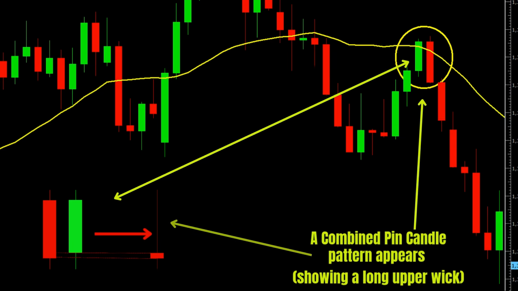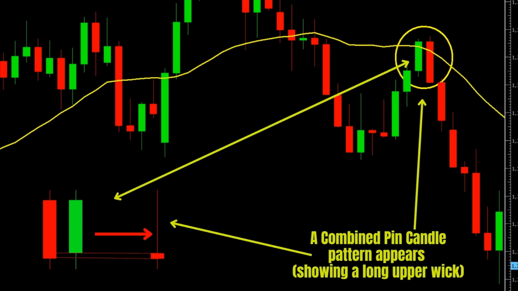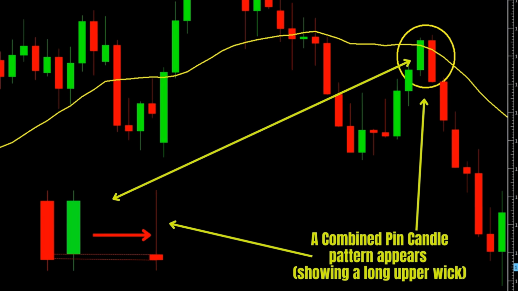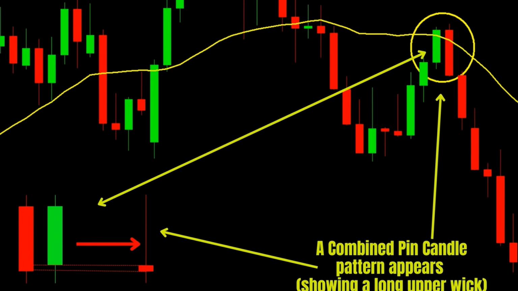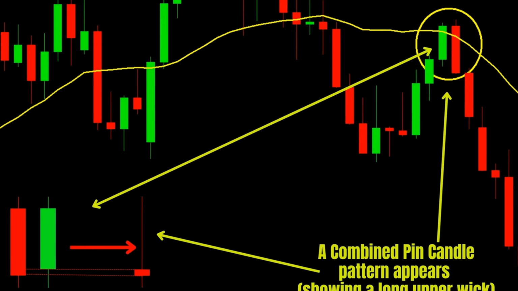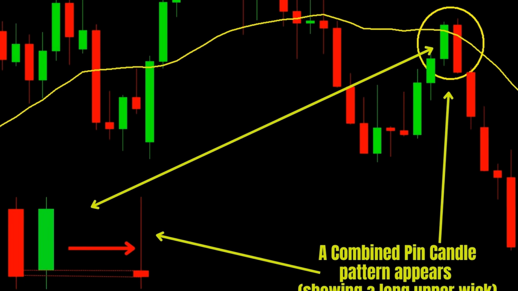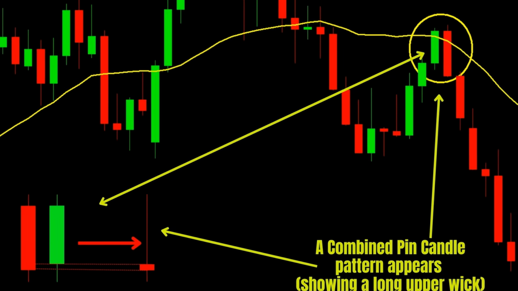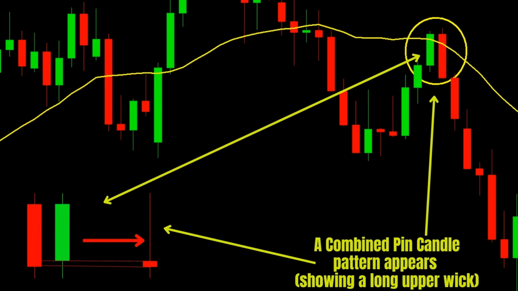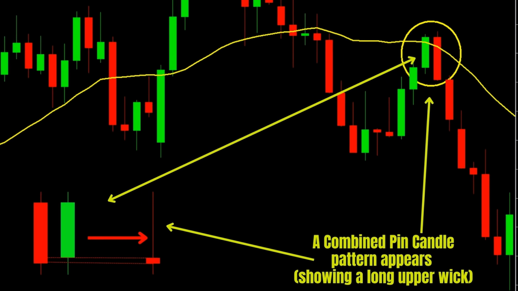The two-bar signal forms exactly at the level. We see a green bar followed by a red bar, forming our combined pin candle. When mentally merged, the resulting candle shows a long upper wick, meaning buyers were strongly rejected by sellers at that resistance point. This clear rejection is the core of our high probability signal.